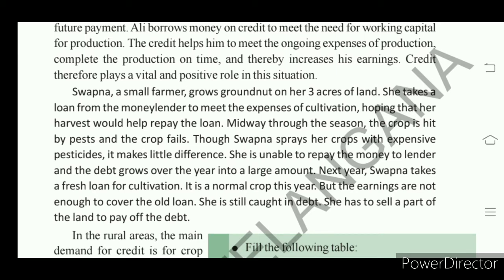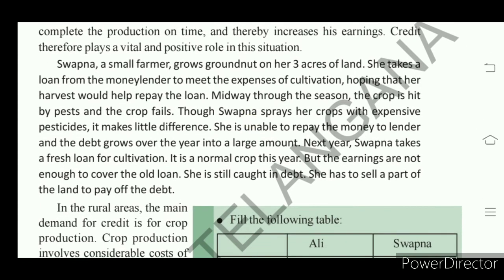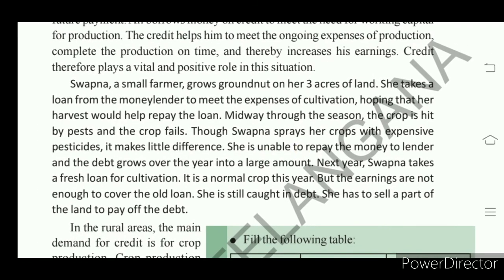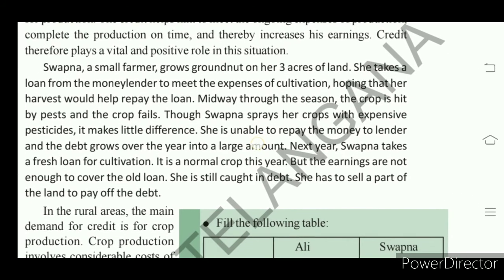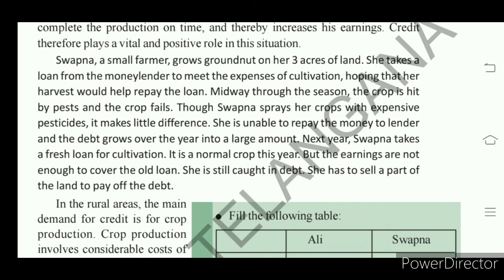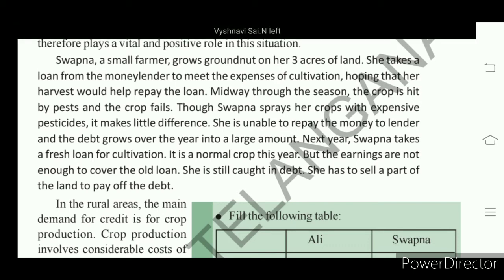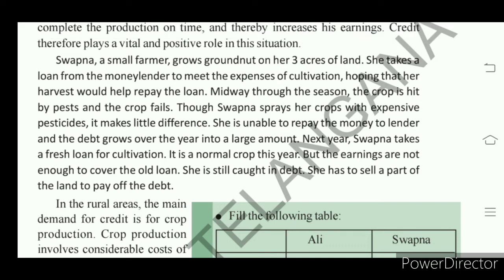For all these things she needs credit. So she takes a loan from the money lender to meet the expenses of cultivation. Midway through the season, the crop is hit by pest. So what happened to her crop in the middle of the cultivation? Her crop was hit by pest. So the crop failed. Total pest attacked the crop.